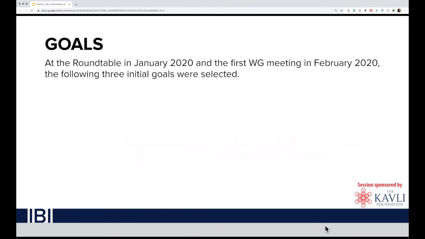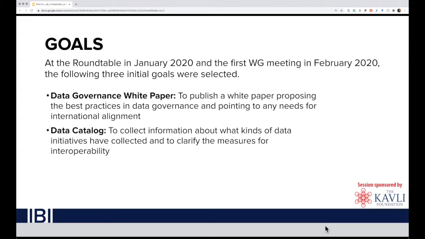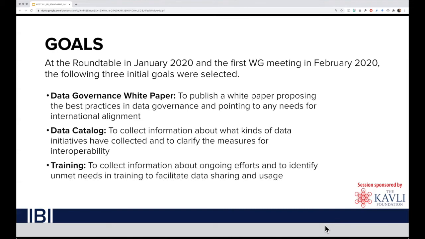The goals of the working group were established in a roundtable in January 2020 and then in a meeting in February 2020. Primary goals are the publishing of a white paper proposing best practices and data governance regulations across the international partners of IBI, generating a catalog of data sets and archives, as well as establishing practices for education and training of scientists, funders, and participants.